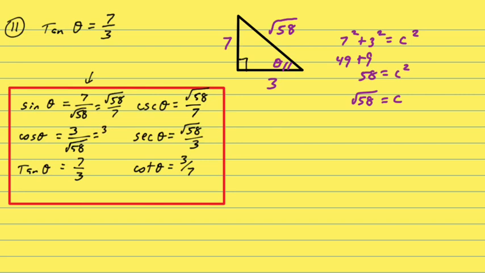Wait, how come rationalizing would be 3 radical 58 over 58? And what happened? What did I do? You're right. There's a little problem on my rationalizing here. You'd multiply by radical 58 over radical 58. And I think you'd get this, right?